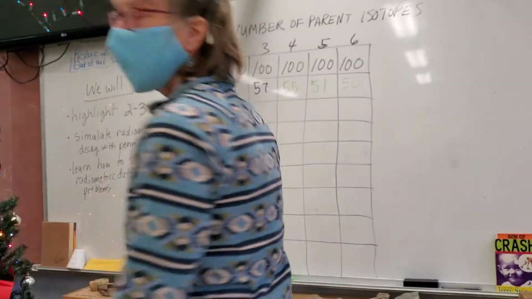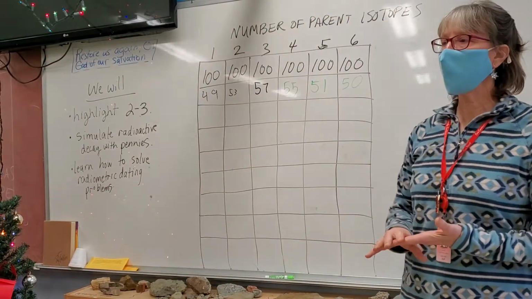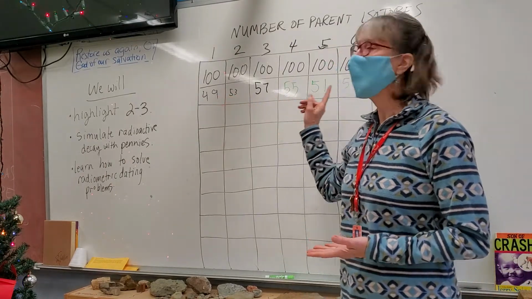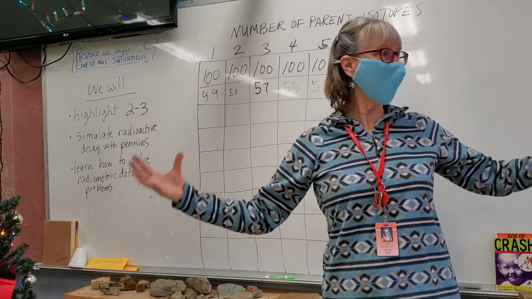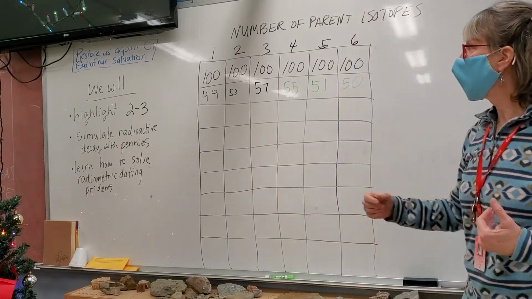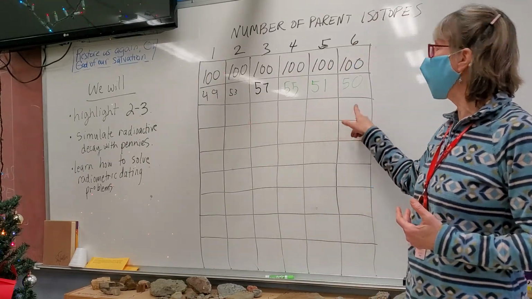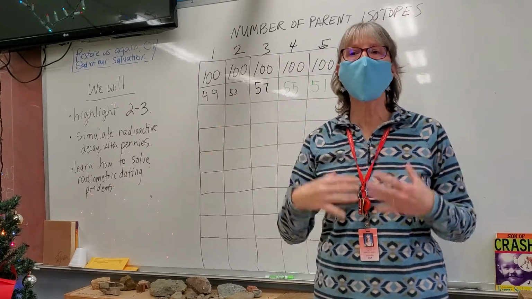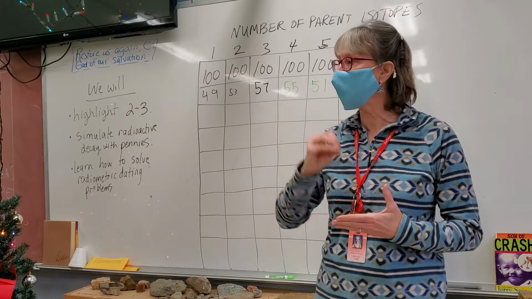Okay, and we're back. So the students have shaken the pennies out, and they put the number of heads up here. Are these numbers far away, or are they pretty close to each other, guys? Pretty close. 49, 53, 57, 55, 51, 50. Those are very close. This is a half-life. It's the time it took for about half of the parent to decay to the daughter.